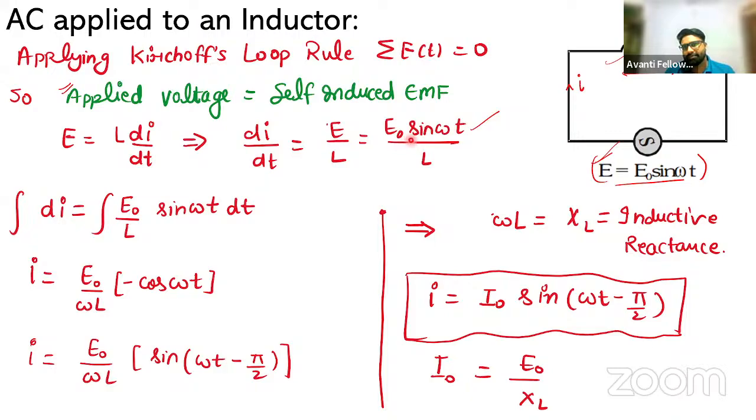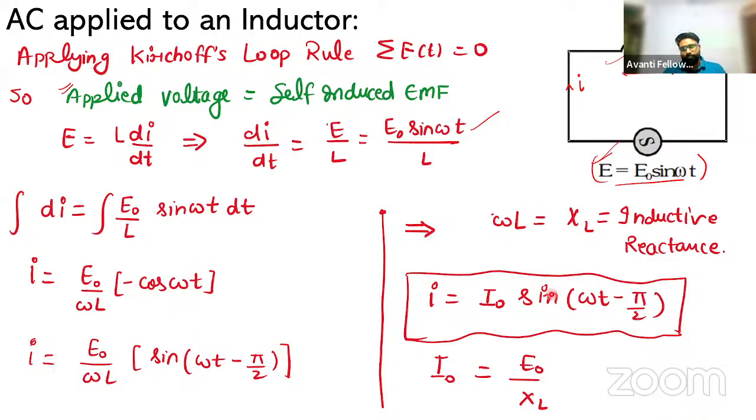So here E is E naught sine omega t. We want the current to be in sine also, so it would be sine omega t minus pi by 2. Why minus pi by 2? This minus will be consumed inside. If you take minus common, it will become pi by 2 minus omega t. Sine pi by 2 minus omega t will become cos omega t, and already minus is outside. So ultimately it will lead to minus cos omega t.